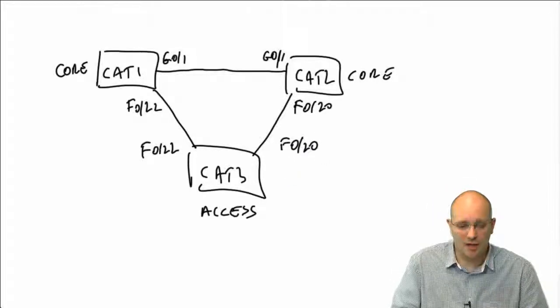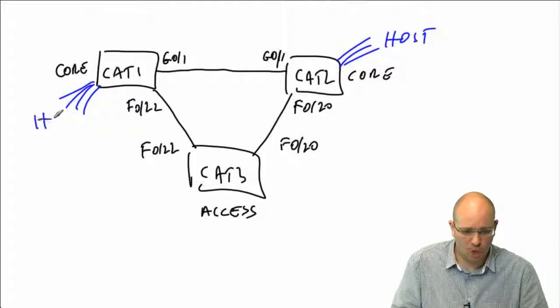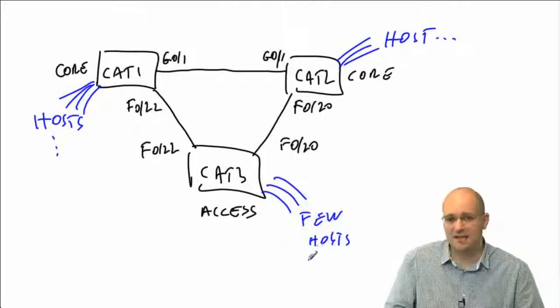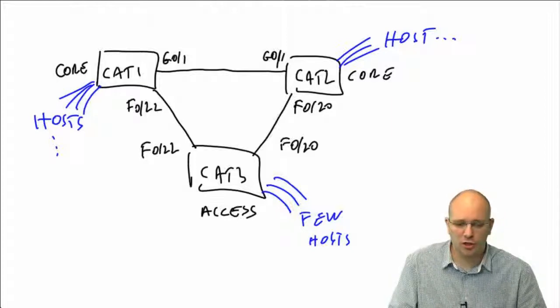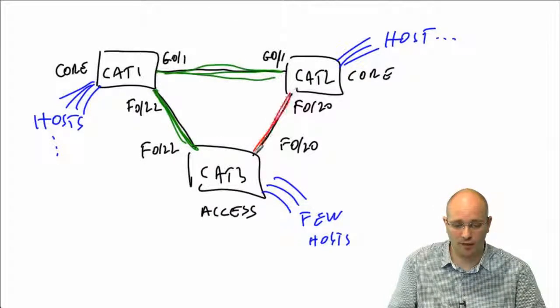In this network here, let's say that the majority of hosts are behind Cat1 and Cat2. So these are some hosts here and some hosts here, a large number of hosts here. And let's say that behind Cat3, I just have a few hosts. In this network as it is, the preferred topology is to have a gigabit link here in a forwarding state and one of 2 links between Cat3 and Cat1 or Cat2 forwarding and the other one blocking. So let's say that this is the topology that we want to have.